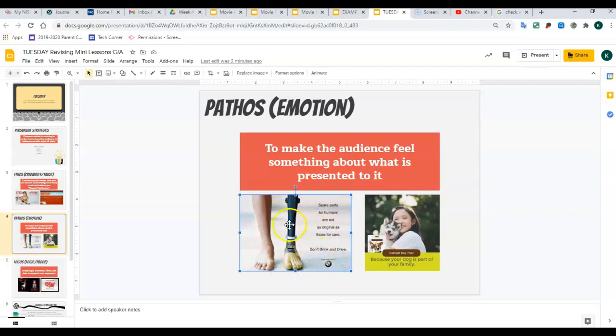They're very limited now. And then we look at this one over here that's talking about NutriPet dog food, because your dog is part of your family. Yeah, I love my puppers at home, so of course I want to feed them really good dog food. So it makes me feel the emotions that I feel, like the happiness I feel when I think of my dogs, right? So pathos focuses on emotion.